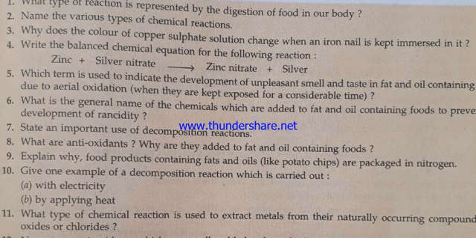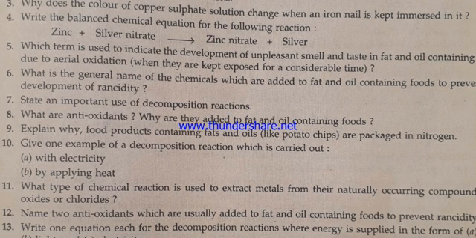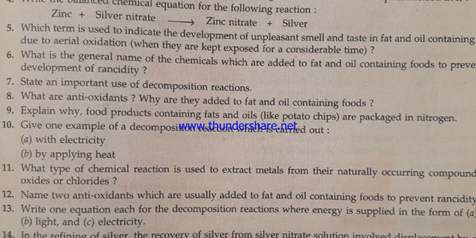Explain why food products containing fats and oils are packaged in nitrogen. Because on packing with nitrogen, the oxygen is absent, which prevents oxidation. Give one example of decomposition reaction carried out by electricity. That is electrolytic decomposition of sodium chloride NaCl. By applying heat, that is calcium carbonate CaCO3 on heating will give CaO plus CO2.